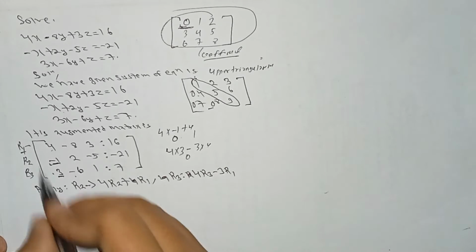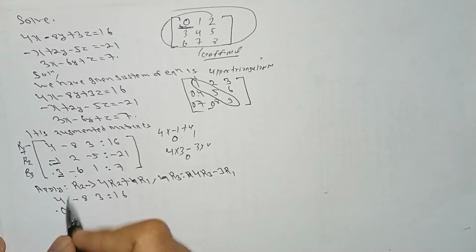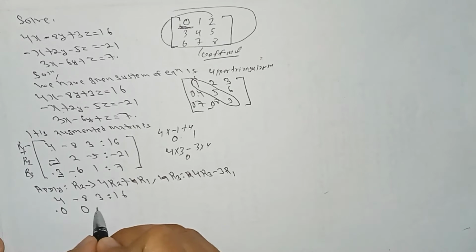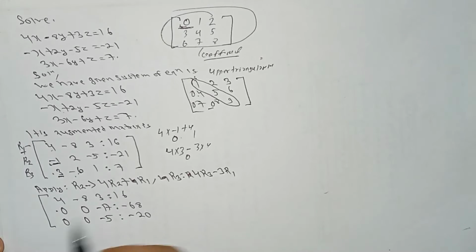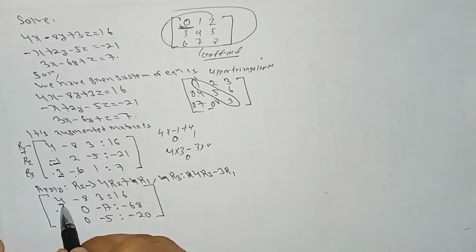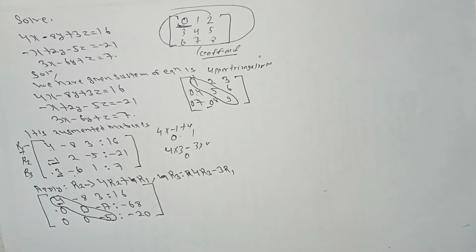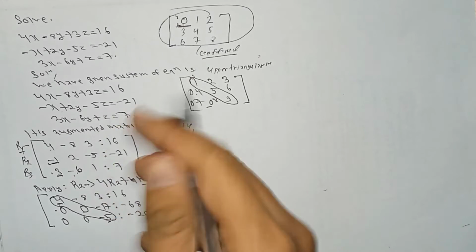It means 0. Here it becomes 4 minus 8 3 16, and it becomes 0, and here again 4 into 8 plus -8. It becomes 0, minus 17, minus 68. It becomes 0, and here it becomes -6. So here is 0, here we have -5, and here -20. Don't be confused: this whole part is the leading diagonal. We can have 0 here, but we cannot have 0 here. If we have 0 here, then the system of linear equations doesn't exist.